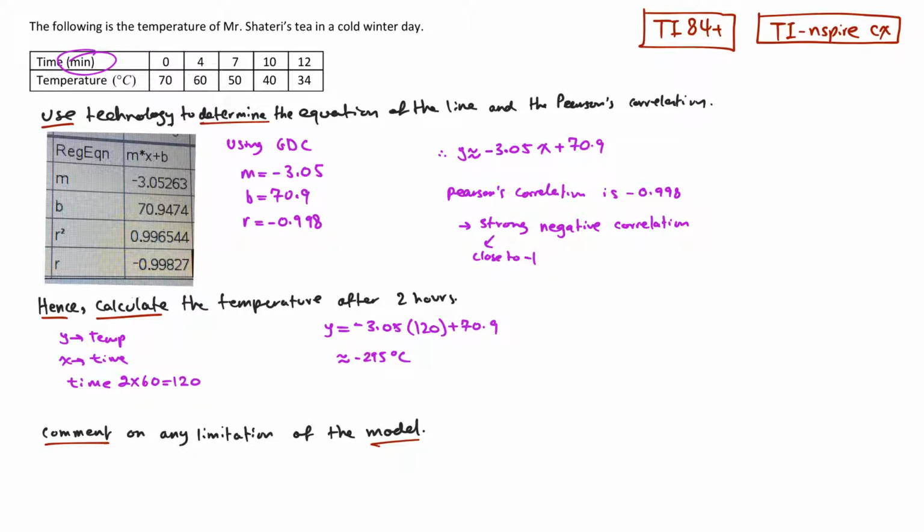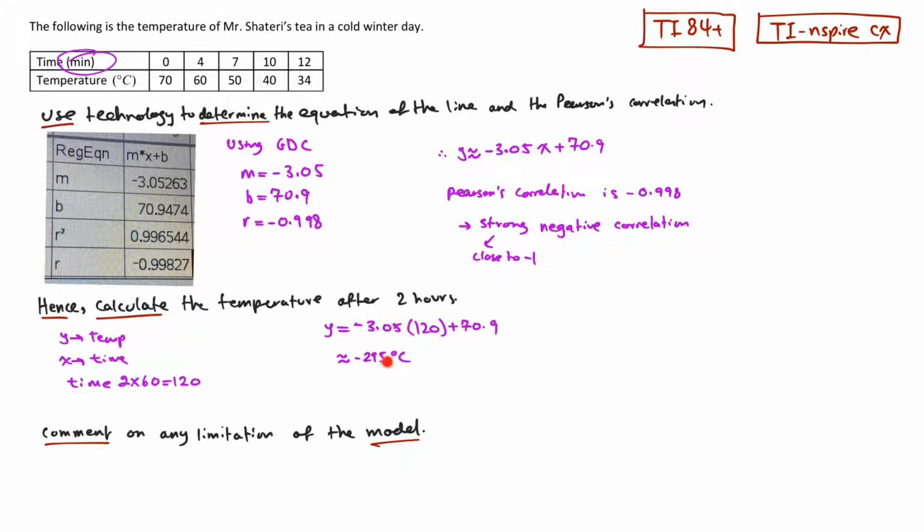Now, right away when we see this, we realize that there must be something wrong with this. Negative 295 degrees, that's very cold. The temperature of the tea on a cold winter day will not be negative 295 degrees Celsius, at least not right now on Earth.